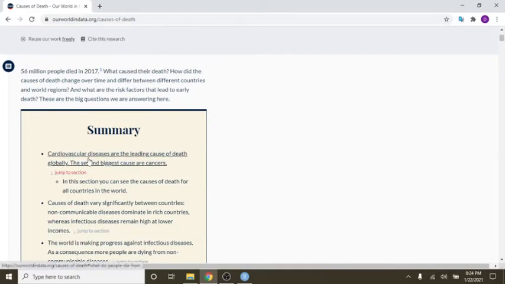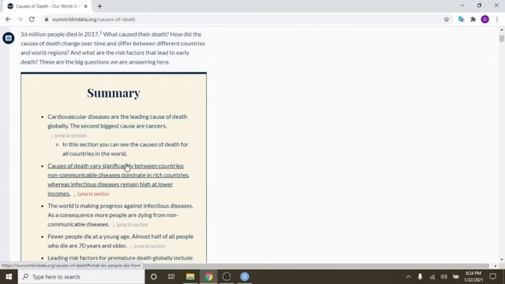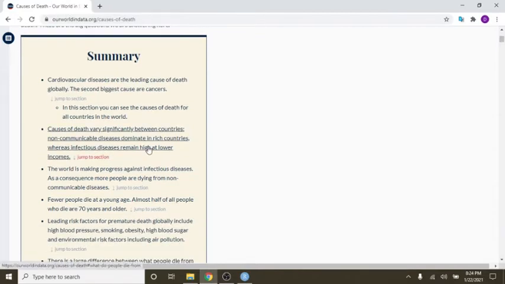It says here cardiovascular disease is the leading cause of death globally. The second biggest cause of death is cancer. In this section, you'll see the cause of death for all countries in the world. Causes of death vary significantly between countries. Non-communicable diseases dominate in rich countries, whereas infectious diseases remain high in low-income countries. The world is making progress against infectious diseases. Fewer people die at a younger age, and almost half of the people who died are 70 years and older.